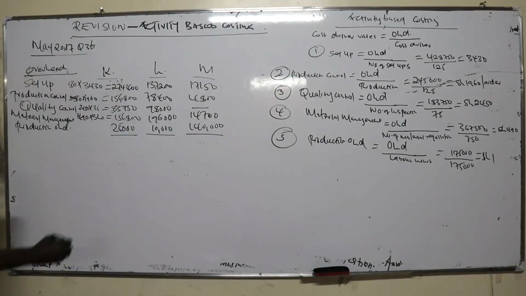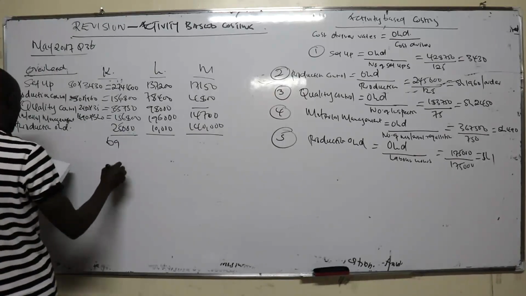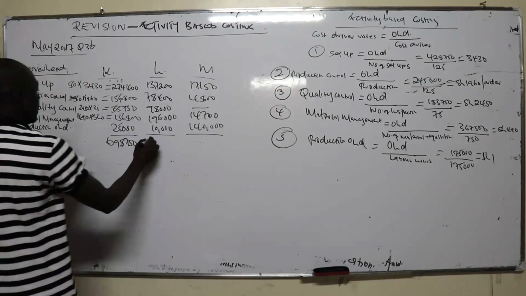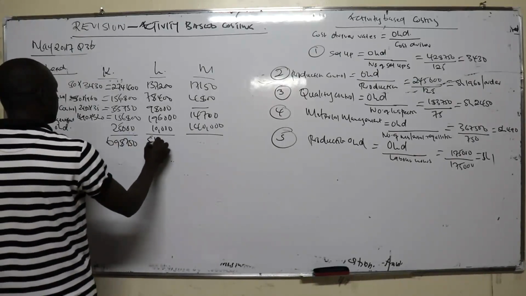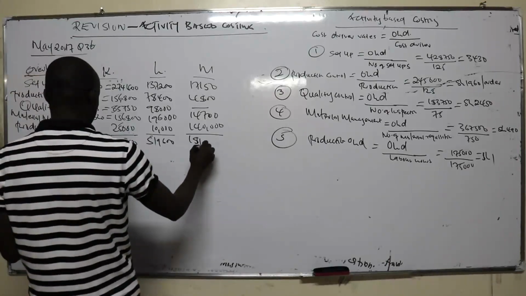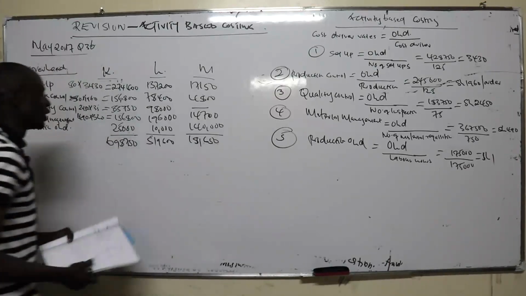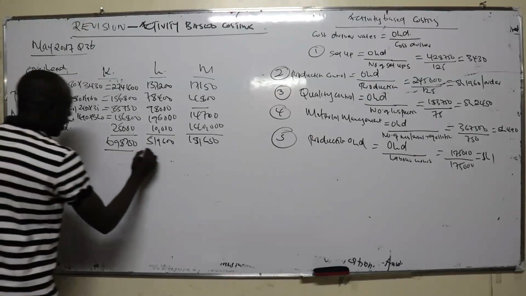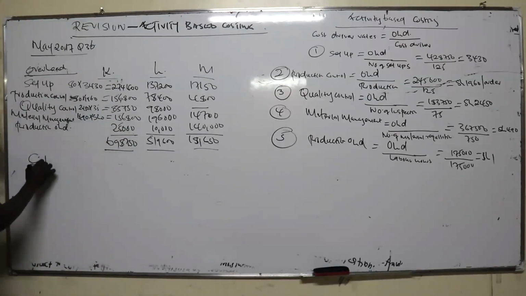So the total cost here, this is the total overhead cost only. The question required us to do the total overhead cost. This is 519,600, and this is 181,650. So those are the total overhead costs. They wanted the cost per unit.